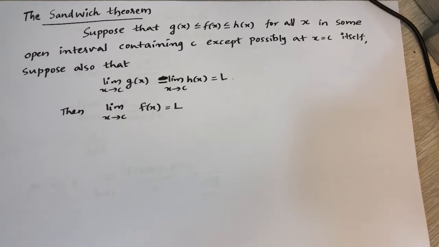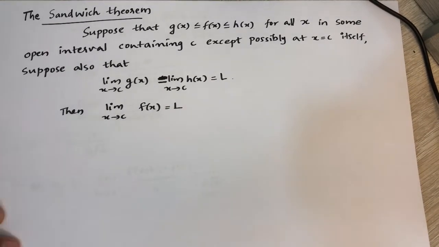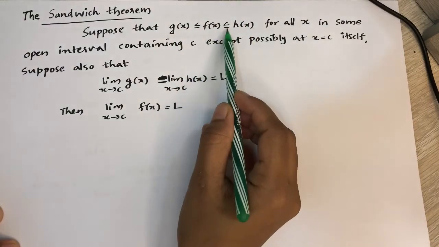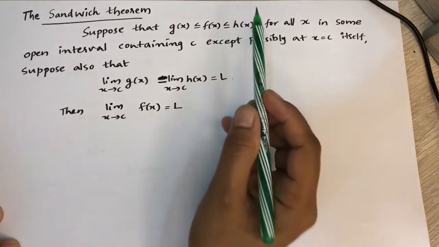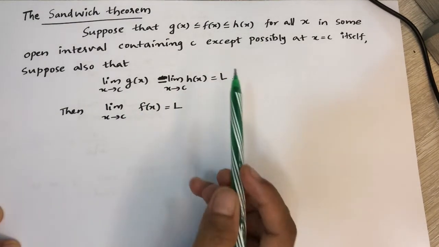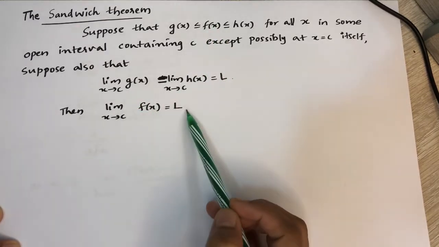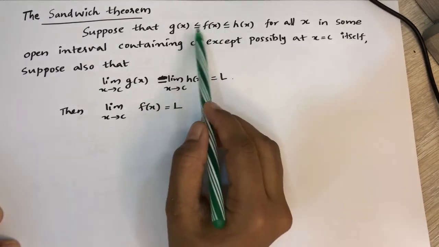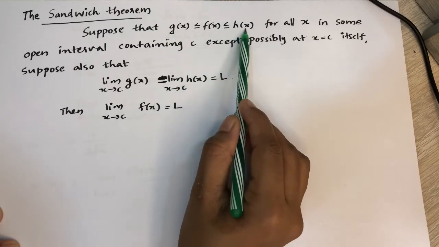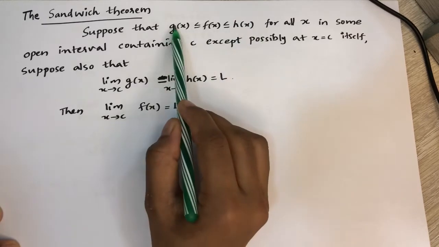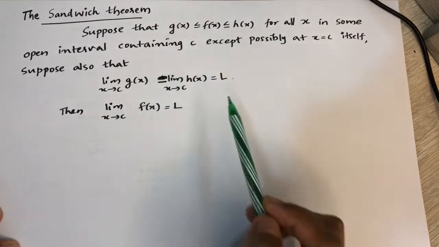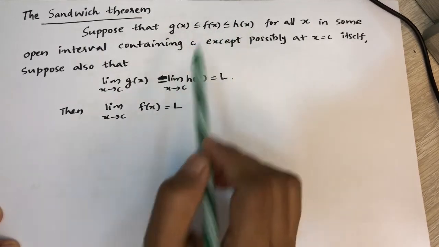The concept of sandwich theorem is very simple. If we have three functions satisfying the condition g of x less than or equal to f of x less than or equal to h of x, and also limit x tend to c g of x is equal to limit x tend to c h of x, then limit x tend to c f of x is equal to L. Suppose f, g and h are three functions satisfying g of x less than or equal to f of x less than or equal to h of x, and limit of g of x and limit of h of x are equal, then theorem says limit of f of x is also equal to the same value.